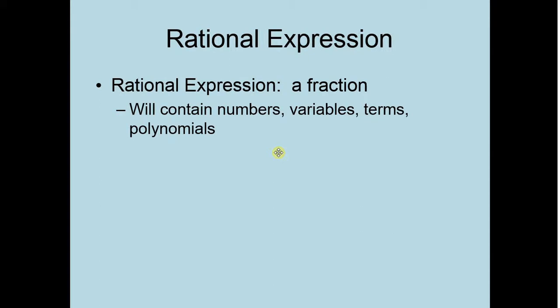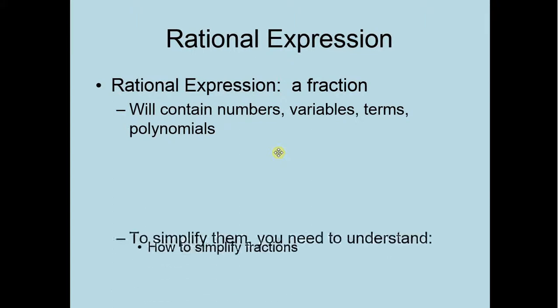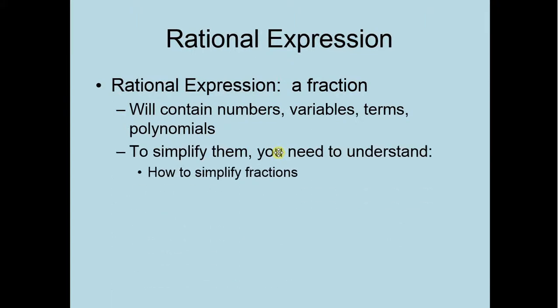So, very first thing, rational expression. Basically, what is it? A rational expression looks like a fraction. It's going to contain numbers, variables, and terms. That's a number and a variable together, remember? And it can even have a polynomial, like x squared plus 2x plus 3. We're going to need to be able to simplify them, so we need to know how to simplify fractions. You've done that since elementary school. How to correctly cancel things, and we'll cover that today.